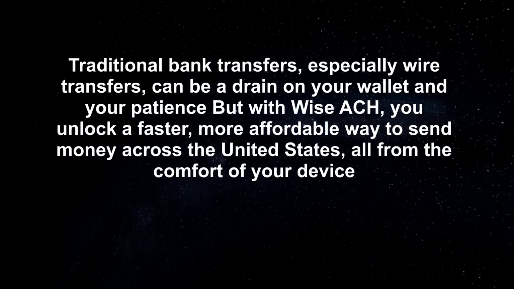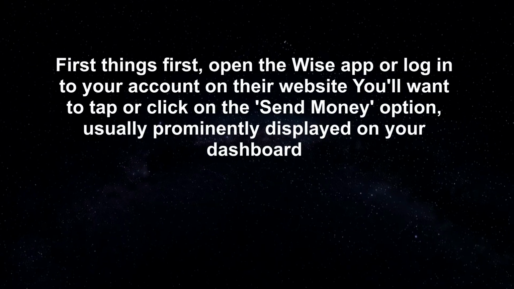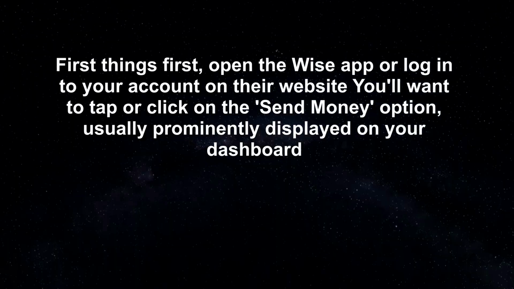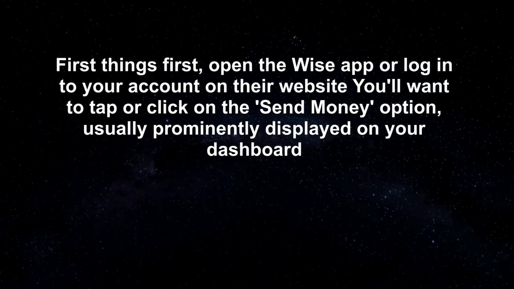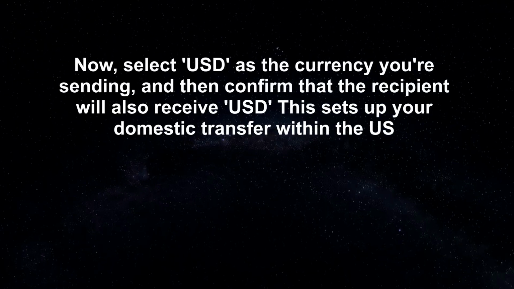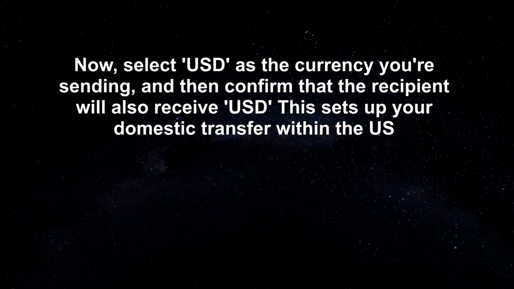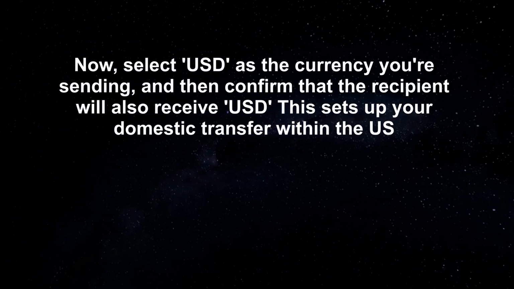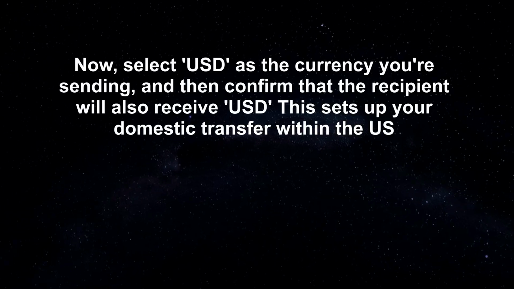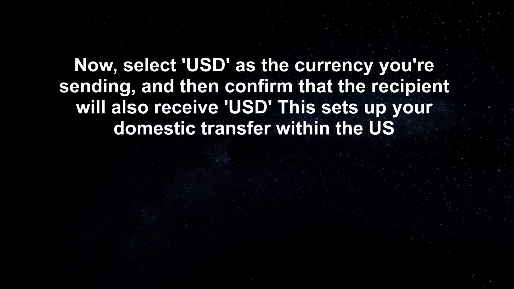First things first, open the Wise app or log into your account on their website. You'll want to tap or click on the Send Money option, usually prominently displayed on your dashboard. Now select USD as the currency you're sending, and then confirm that the recipient will also receive USD. This sets up your domestic transfer within the US.